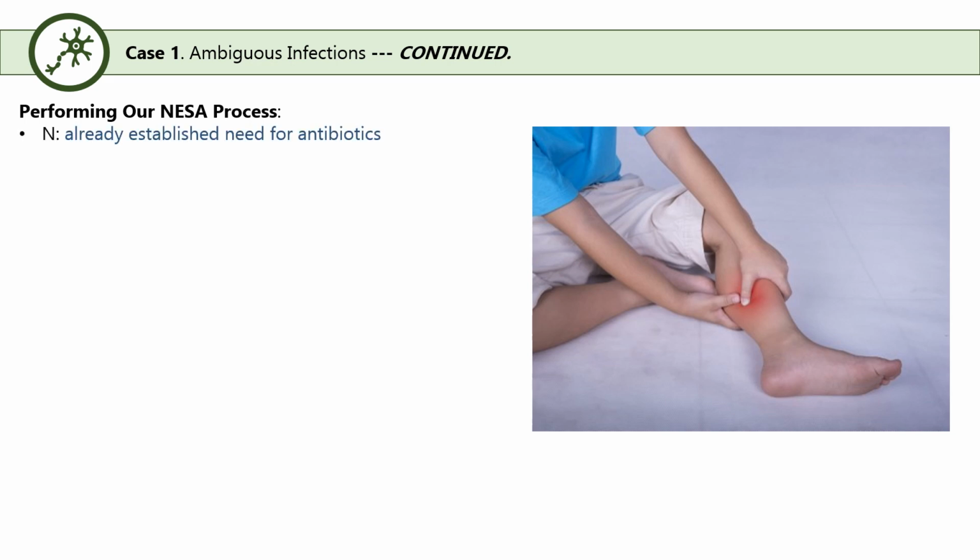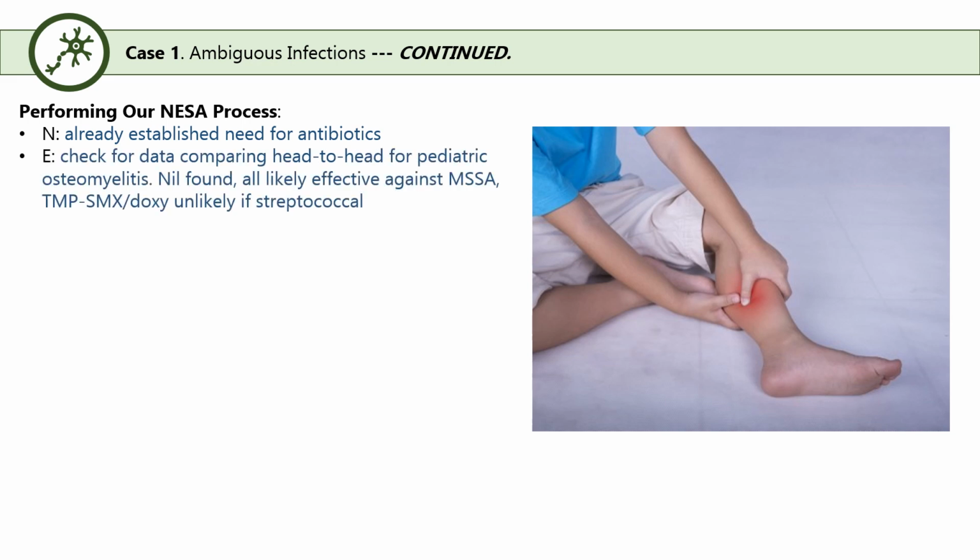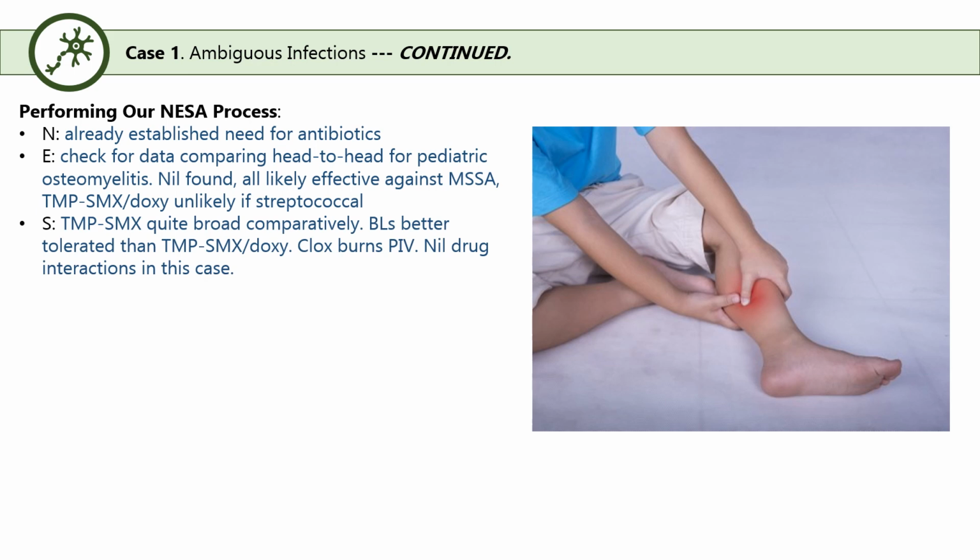For necessity, we've already established the need for antibiotics. For efficacy, we should check for head-to-head trials for these antibiotics for osteomyelitis. Finding no clinical outcome data, all should be seen as active against MSSA, with doxy and TMP-SMX unreliably covering if this was actually streptococcal. For safety, TMP-SMX should be considered quite broad spectrum comparatively.